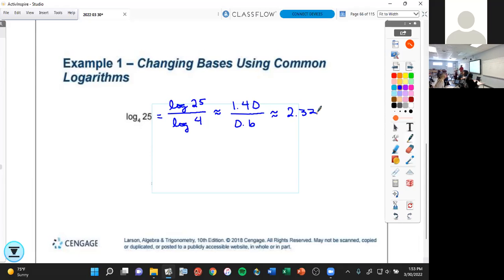And so back in the day, for me, this problem, I'd say, okay, log 24, okay, that's 1.4. And I'd write down 1.4 divided by log 4, okay, 0.6. And then I would take my calculator and go 1.4 divided by 0.6, and I would get my answer.